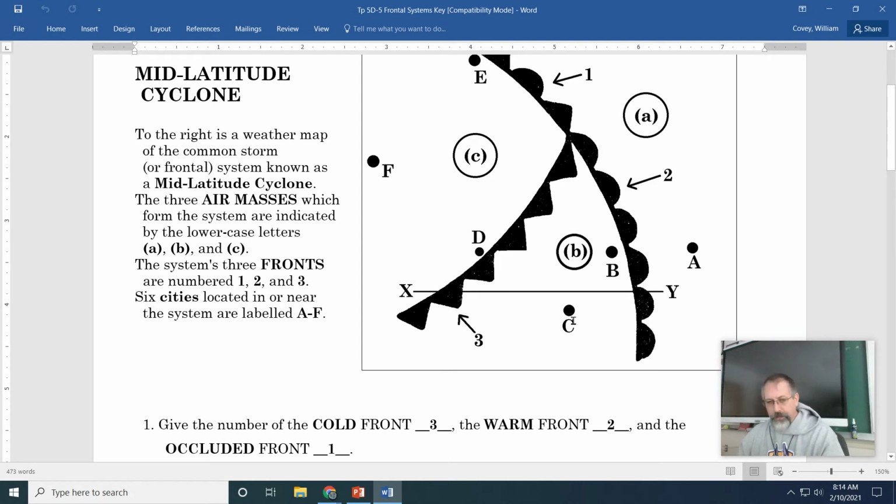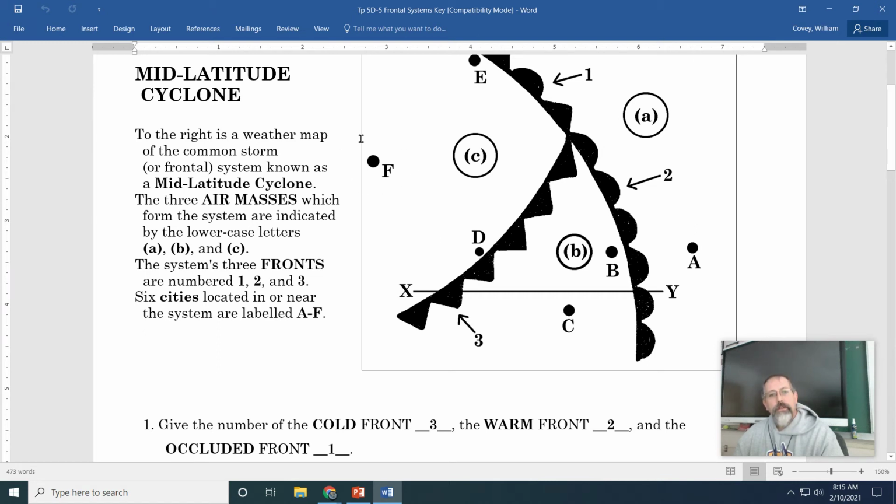For number 21. 22. At which city could barometric pressure be 1023 and steady? So that's a high pressure, higher than 1013 by a fair amount. Steady, so it's not on or near a front. So near the warm front, near the occluded front, near the cold front.